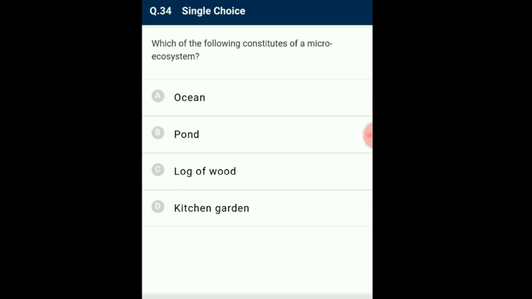Pond is a classic example of micro ecosystem with limited water volume, generally for short duration. These are generally colonized by organisms which do not live in water continuously and by the organisms possessing drought resistant spores in their life cycle. So the answer is option B, pond.